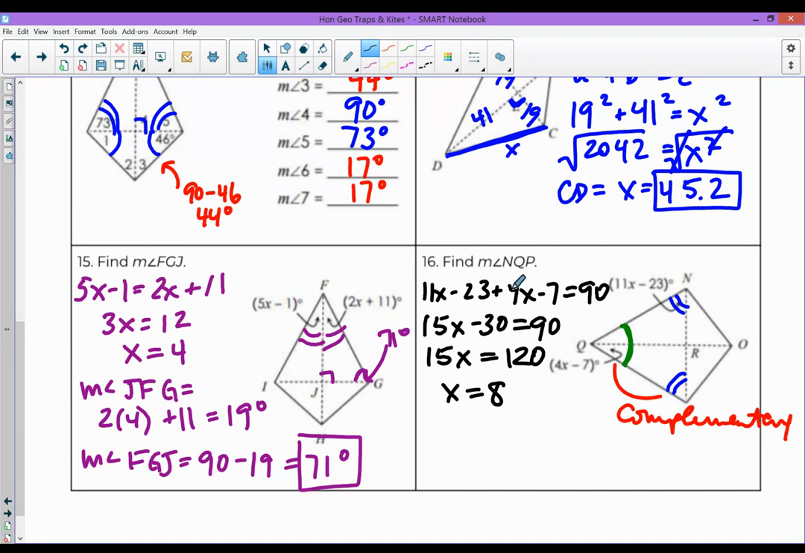So now I want to know what the measure of angle NQP is. So that's just twice that angle. So the measure of angle NQP is 2 times 4 times 8 minus 7. So that's 2 times 32 minus 7, which is 25. So that's 50 degrees.